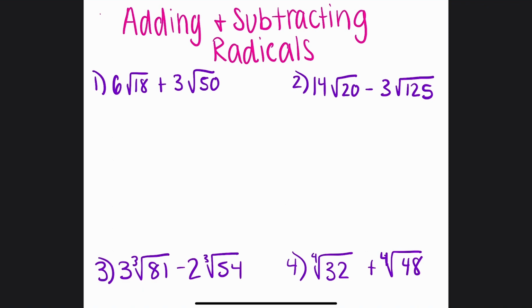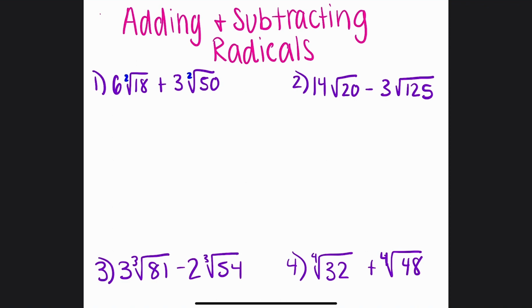So on this number 1, when you're looking at this problem, the first thing that you need to check is that your indexes are the same. The index is the number that sits right in this little pocket right here. Since there isn't one here, that means it's a square root. So there's an invisible 2 as their index. So their index is the same.